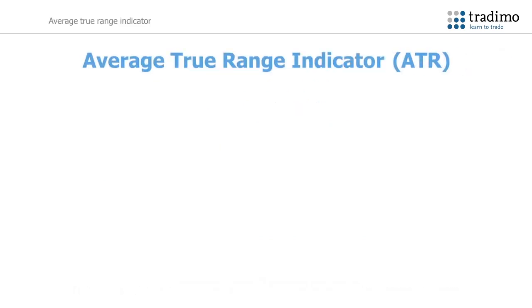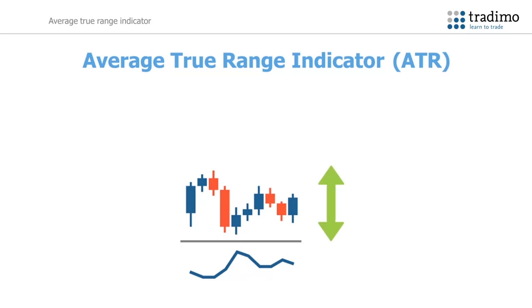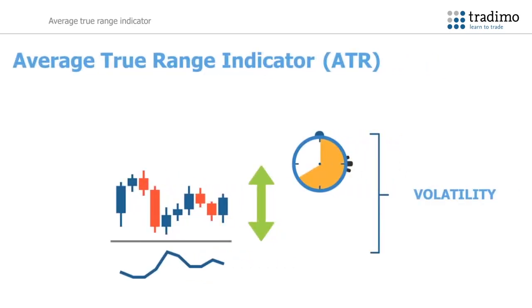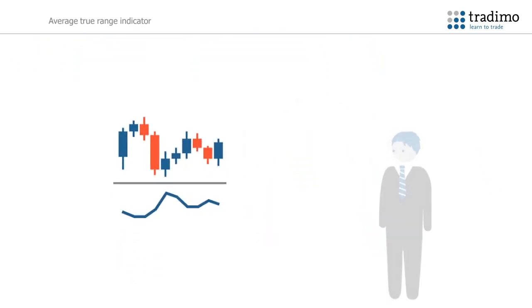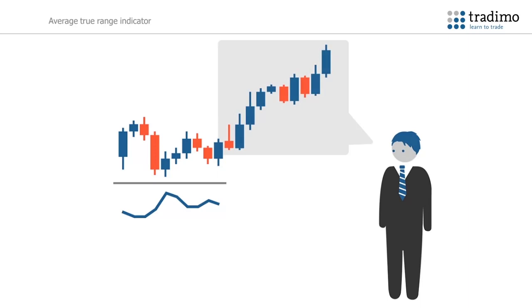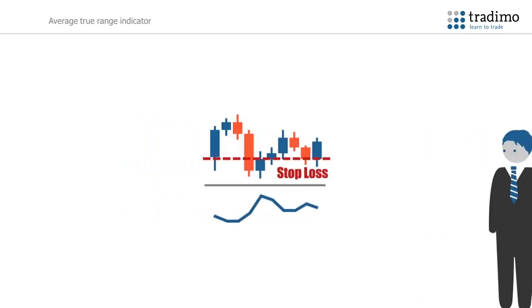The Average True Range Indicator, or ATR, is a graphical representation of how much an asset's price has moved over a period of time. How much an asset's price moves can also be called its volatility. ATR can help you to predict how far the price of an asset might move in the future. This can be helpful when deciding where to place stop losses and profit targets.